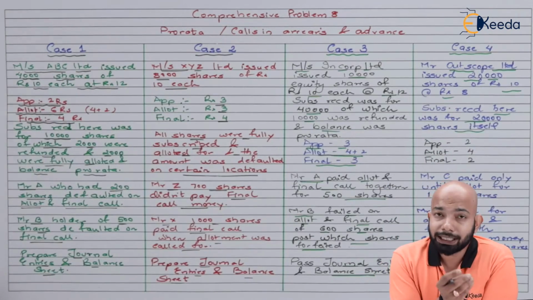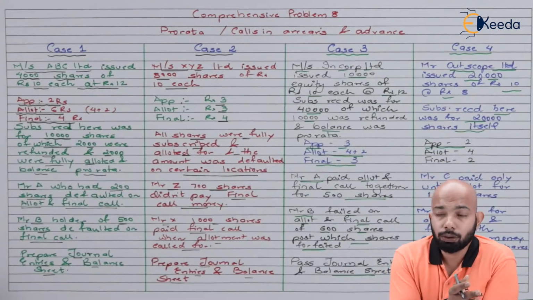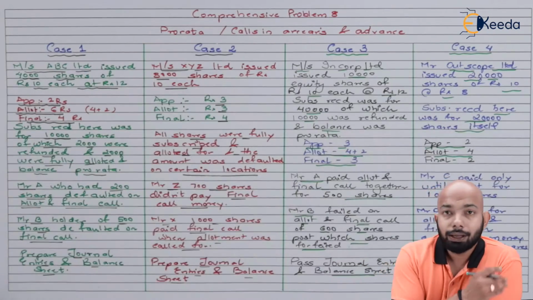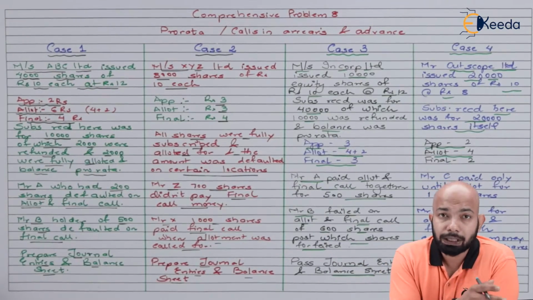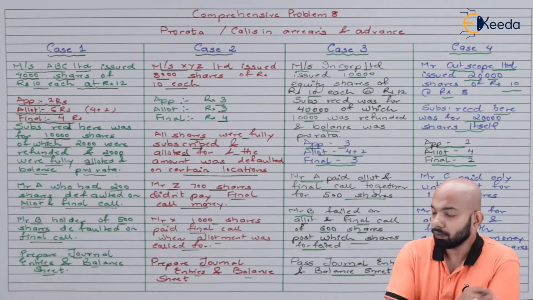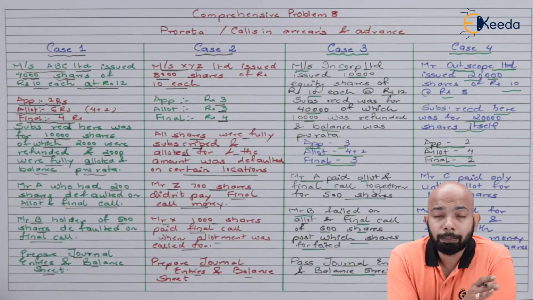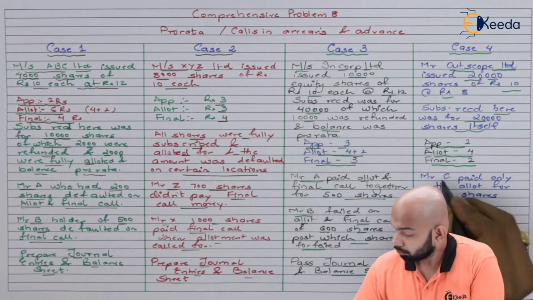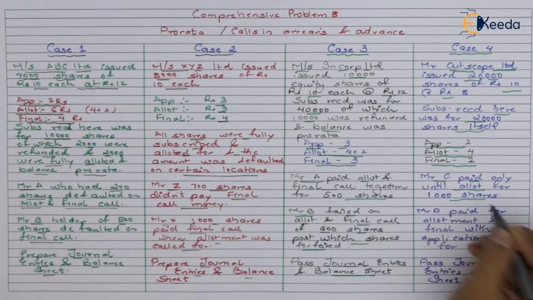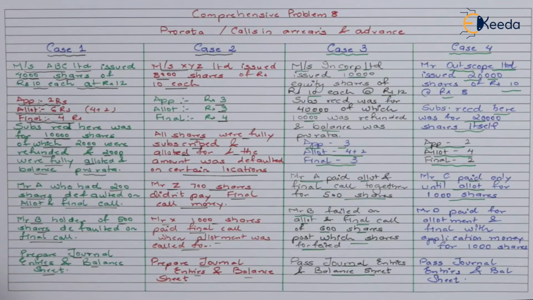On application, they were taking 2 rupees. On allotment, rupees 4. And on final call, they are taking rupees 2 here. Now, Mr. C paid only until allotment money, which has been mentioned. And that was for 1,000 shares. That means only allotment money has been paid. Final call money is yet to be paid by Mr. C. That means this is a case of calls in arrears.